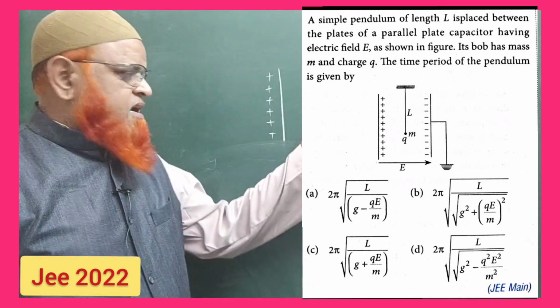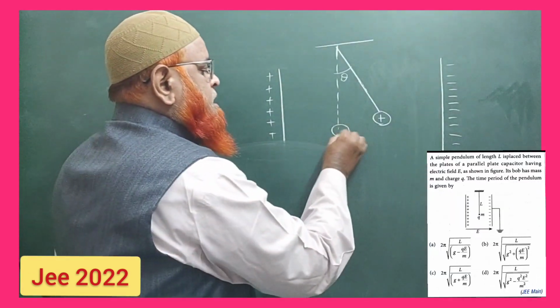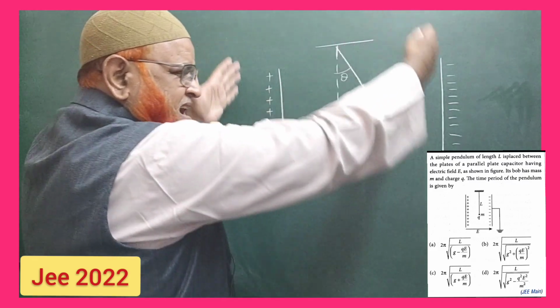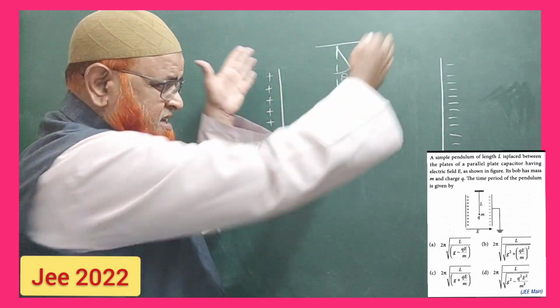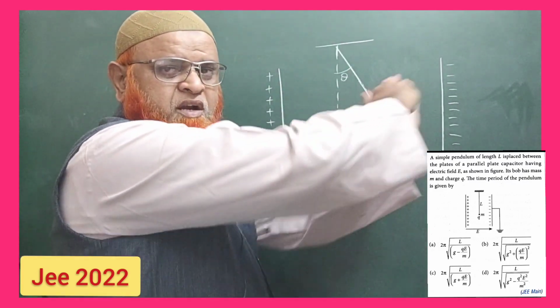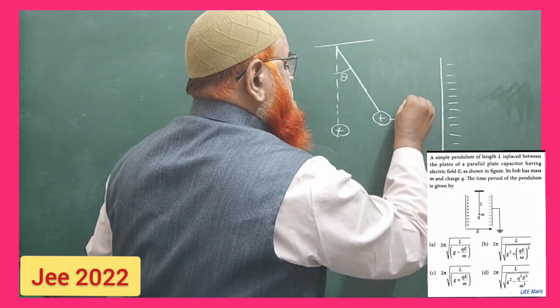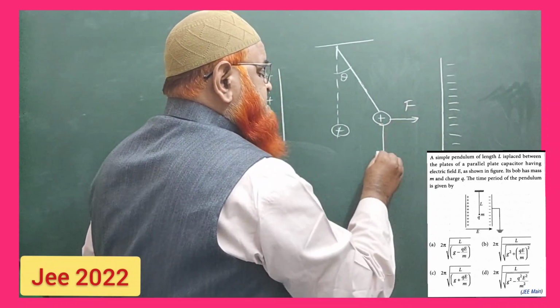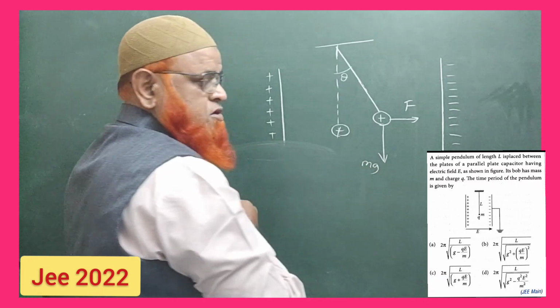My dear students, let us take a pendulum hanging here, having positive charge. Because there are opposite charges on the plates here, this positive charge will move a little bit aside, having certain force F, and what is acting downwards? mg is acting downwards here.